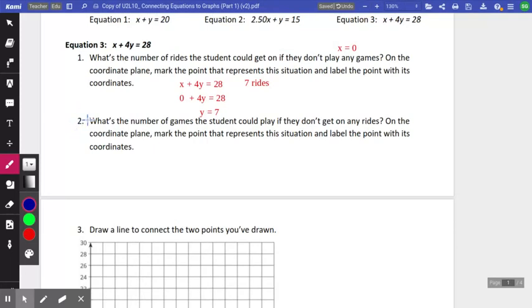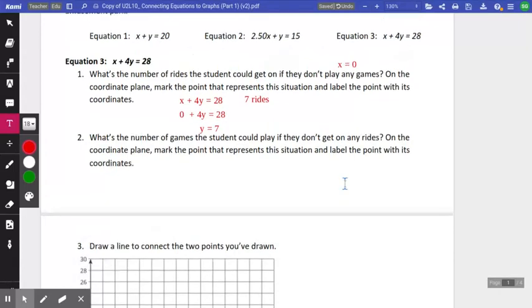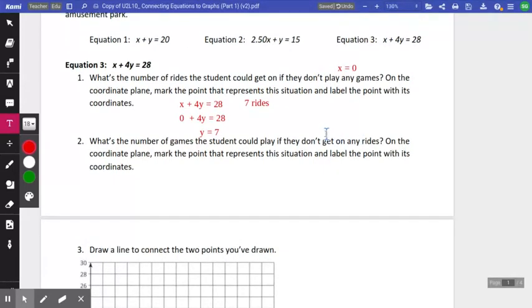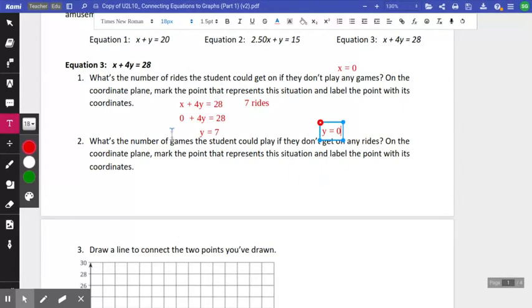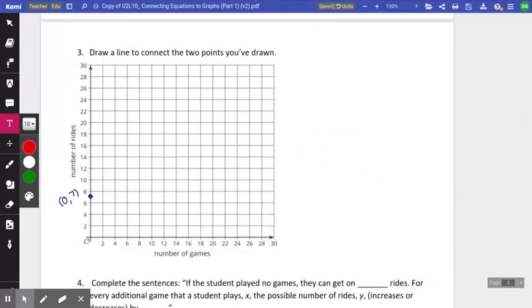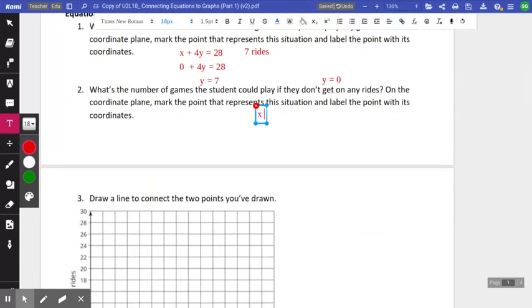Go ahead, pause the video now and try number 2. Well, this time in number 2, it says the number of games the student could play if they don't get on any rides. So now it's reversed. This time they're not going on any rides. That means that Y, my number of rides, must equal 0. I can do that same thing I did before. I can take my equation X plus 4Y equals 28. And I could say, well, if we're not going on any rides, Y must be 0. And when I solve that, I'm left with X equals 28. That means if that student doesn't get on any rides, they can play 28 games.